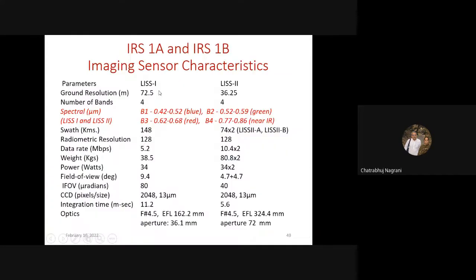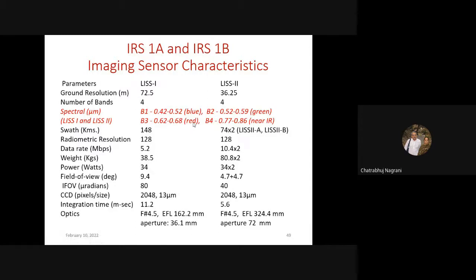You can see here that LISS-1 is a smaller resolution, 70 meter resolution camera, and LISS-2 is a 35 meter resolution camera, approximate number. And they have 4 spectral bands. I told you that because these are for agriculture, you have to see in multiple bands, and at a time swath, because swath will determine how fast you will be able to cover. I can put much larger swath, but then complexity will increase.